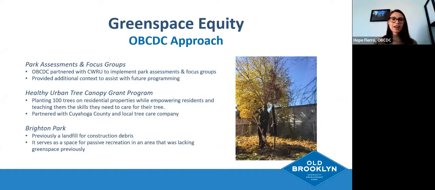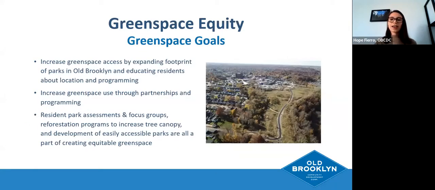And the last focus area that we wanted to discuss today was Greenspace Equity. So as you can see on the slide, we do a lot within this area, with focus groups and reforestation programs and building new parks. There's a lot that we do with residents and other community partners to create a more equitable neighborhood when it comes to green space and access. And in order to do this, we do need partnerships. So I know that we've been talking about partnerships a lot, but they are so, so important in this work.